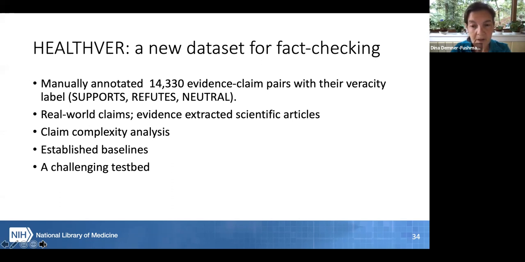So then we also decided, that was Yasin Rabet's contribution, to evaluate the claim complexity. Like our claim is that these claims are more complex than the artificial claims. Is that true? We need to check that. We established some baselines for classifying the evidence as supporting, refuting, or neutral with respect to the claim. And we conclude that we created a very challenging test bed for the task.